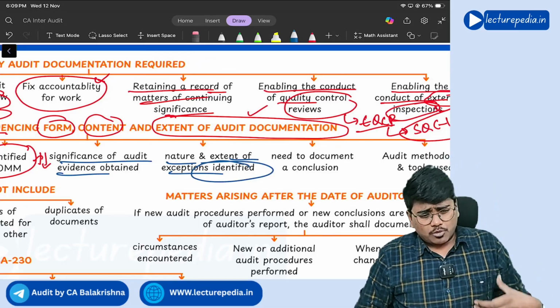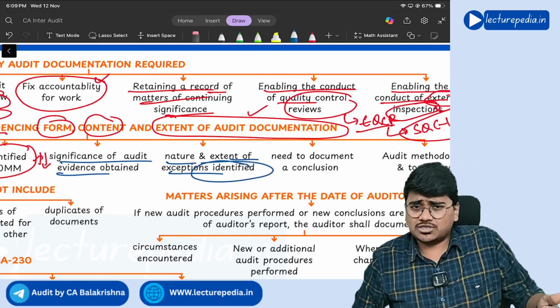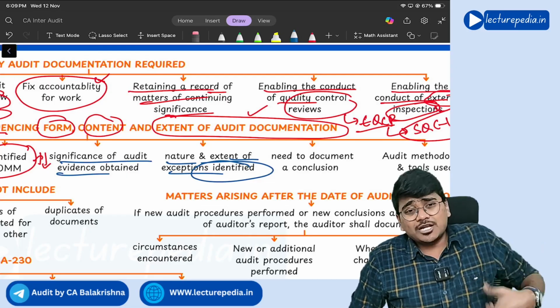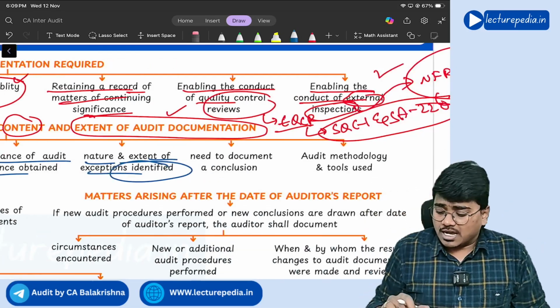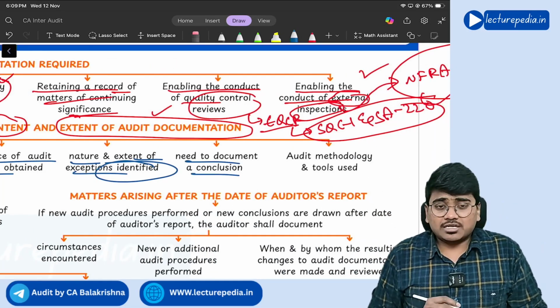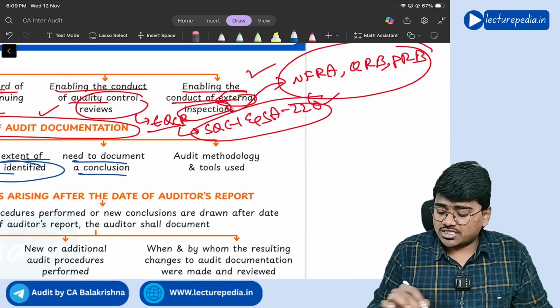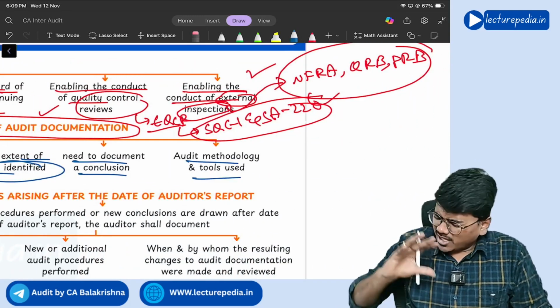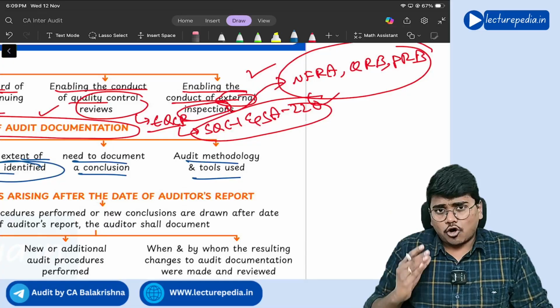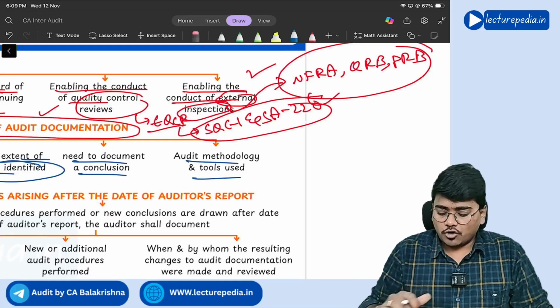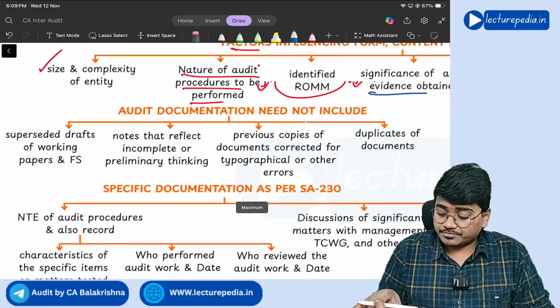So if there are more exceptions, more misstatements, then you will obtain more evidence. Next, need to document a conclusion, and audit methodology and tools used. So all these things will impact the form, content and extent of audit documentation.